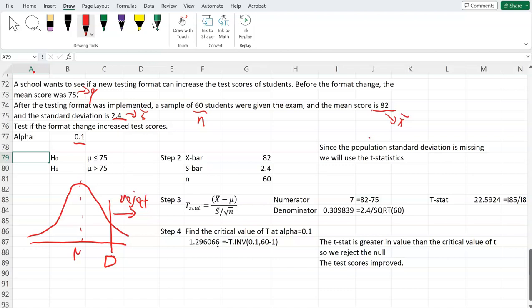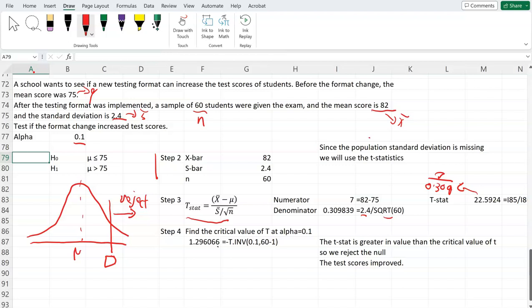So in step 2, I wrote down all the information I needed, and in step 3, I calculated the t-stat. My numerator is 82 minus 75, which gives me 7. The denominator is the sample standard deviation, which is 2.4 divided by the square root of 60. So the t-stat is going to be basically 7 divided by 0.309. And so I get out that number.